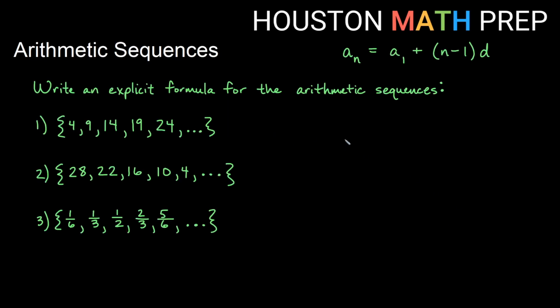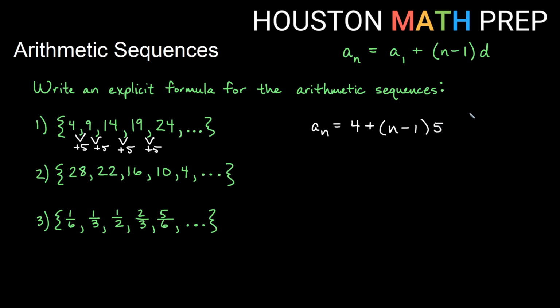Let's go ahead and write an explicit formula based on this for arithmetic sequences and just get practice doing this. So here I have 4, 9, 14, 19, 24. This is arithmetic, and we might notice that we are adding 5 each time to get from one term to the next. That tells us right away that our common difference is 5, right? So if I'm writing this formula, a sub n equals my first term, which is 4, plus n minus 1 times my common difference, which is 5.